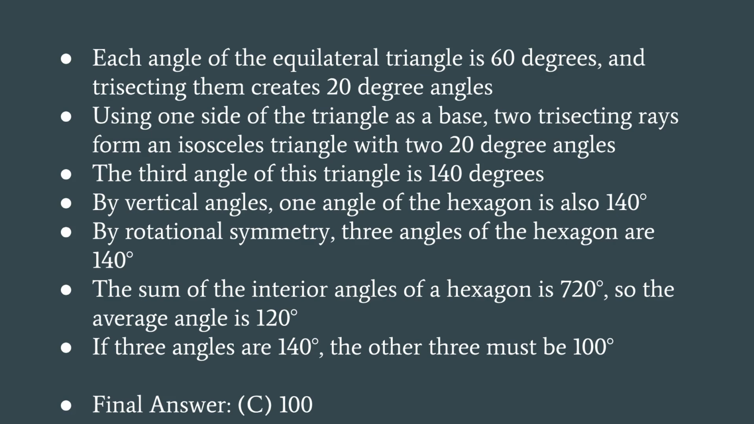Now, let's go through the solution. Each angle of the equilateral triangle is 60 degrees, and trisecting gives 20 degrees. Using any side of the triangle as a base, we can form an isosceles triangle with 20-degree angles. Since the sum of the interior angles of any triangle is 180 degrees, the third angle of this triangle is 140. One of the angles of the hexagon is 140 degrees, and by rotational symmetry, three of them are. The average angle in a hexagon should be 120, so the other three are 100 degrees each. So the final answer is C, 100.